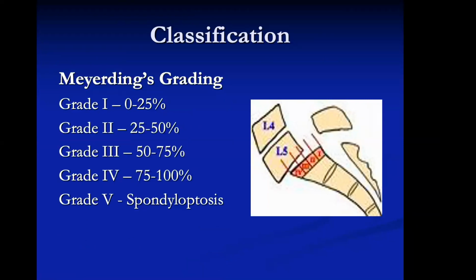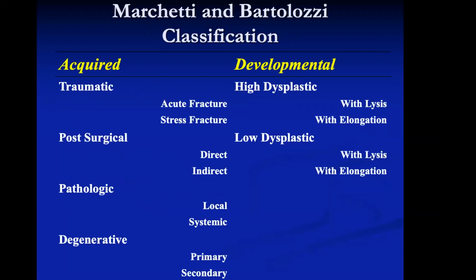So Meyerding's grading is basically to grade the slip when it pertains to spondylolytic listhesis. It just gives you a severity. If it is a grade 1 or grade 2 listhesis, we call it low grade spondylolytic listhesis. If it is grade 3 and above, we call it high grade listhesis. And these are two totally different kettles of fish, and need to be managed differently. That we'll see in the following slides. So I'm coming back to this classification again.